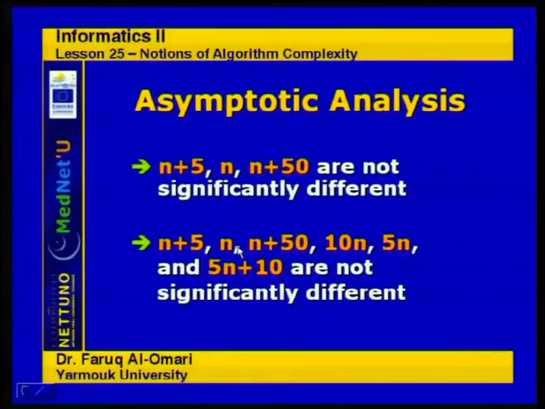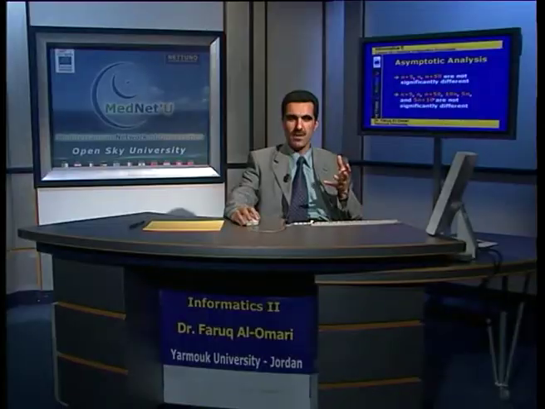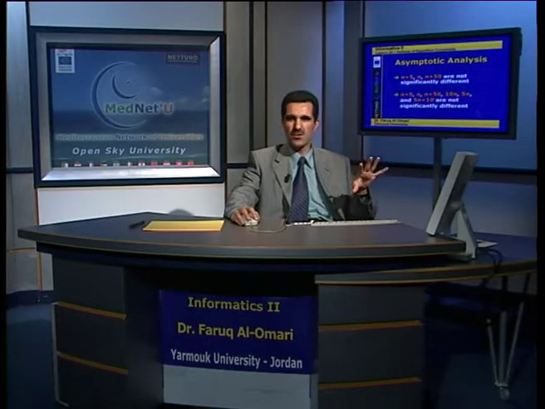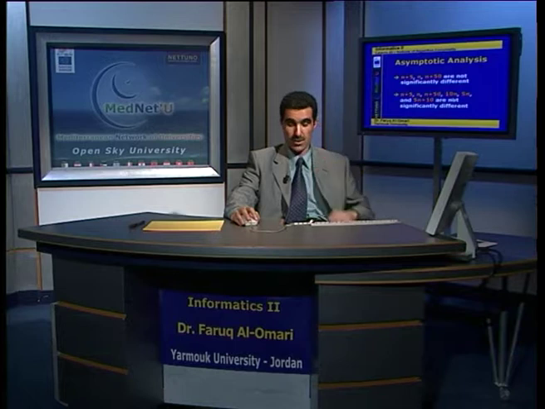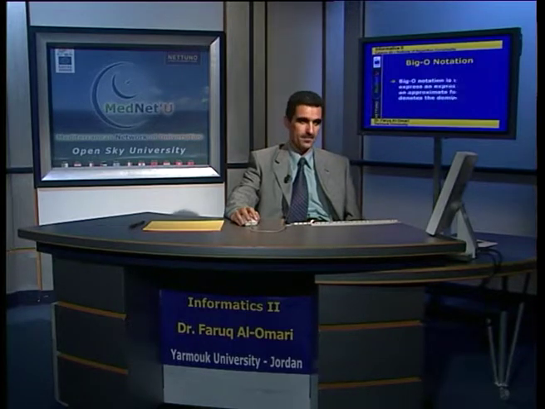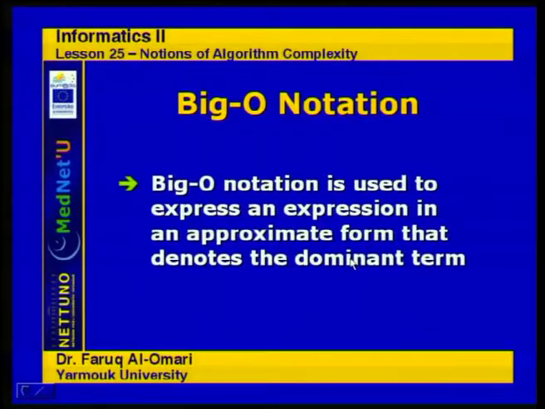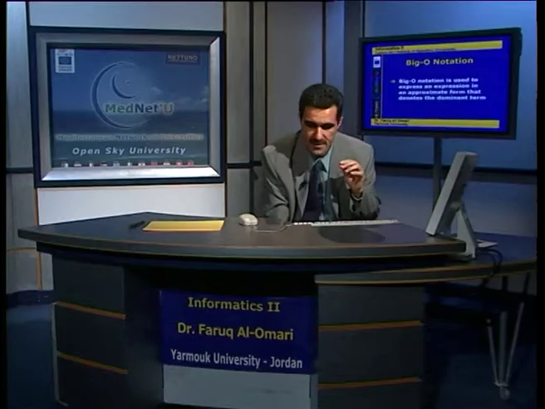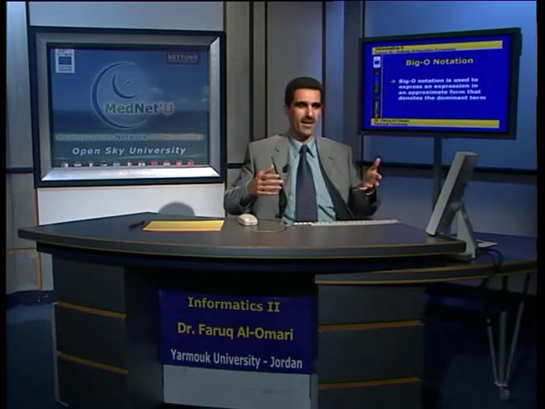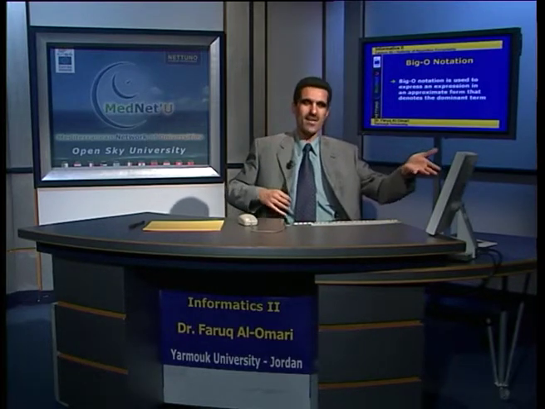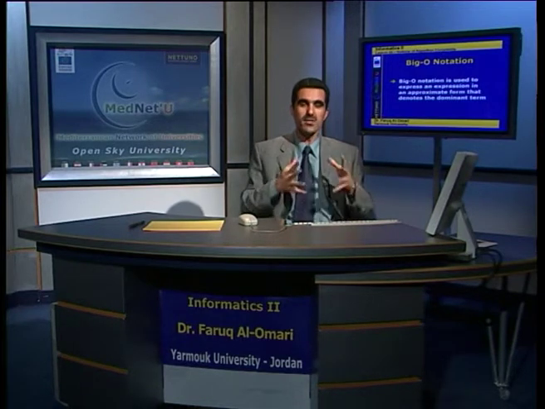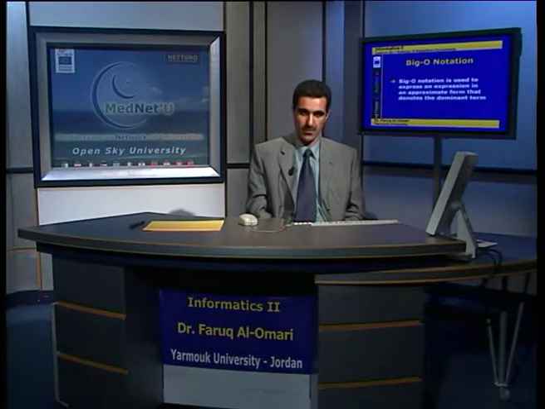N plus 5, n plus 50, 10n, 5n, 5n plus 10. Basically, they don't differ that much. Okay? I can always say that they are in the same order, more or less, especially when n is very large. So in this case, I look at the so-called big O notation, the order of computations rather than the exact number of computations. We have, of course, talked about this. We have seen this big O notation before. It is part of this asymptotic analysis of the algorithms.